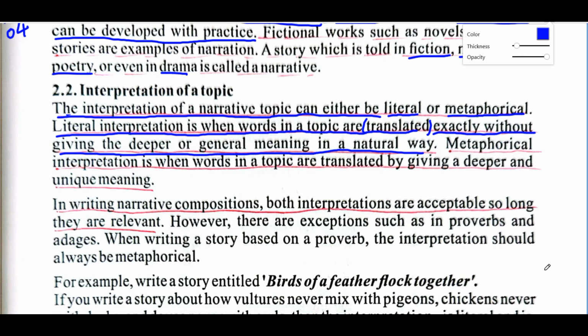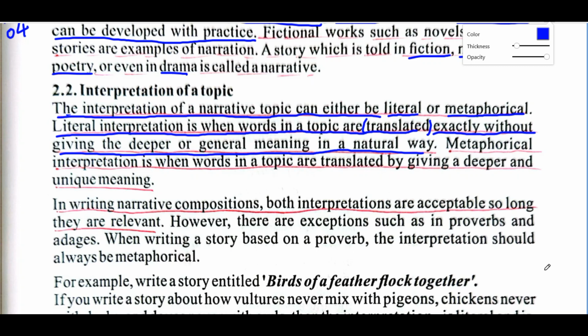So under this one, you don't have to translate in a deeper way. You just have to look at it on the surface. If you are talking about a person, then the story must be about the person. This one does not involve things like proverbs or adages.